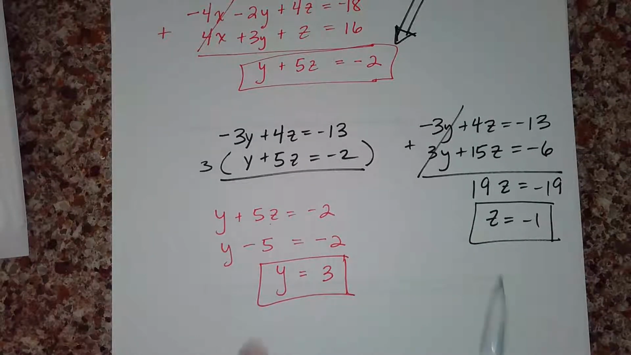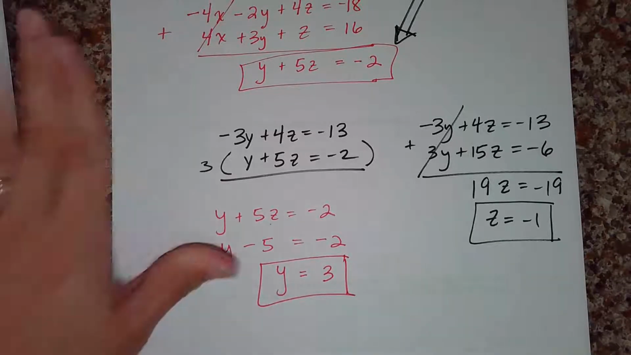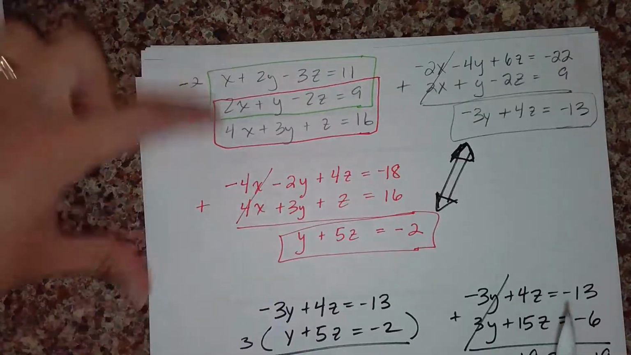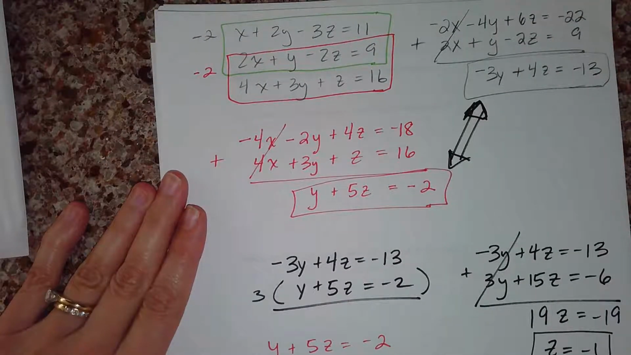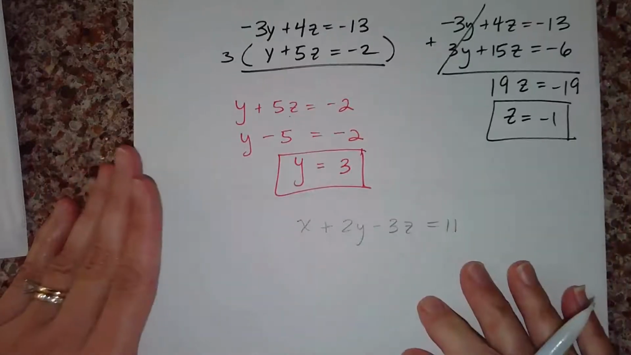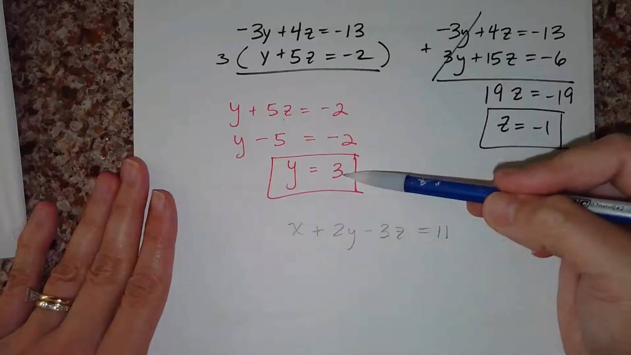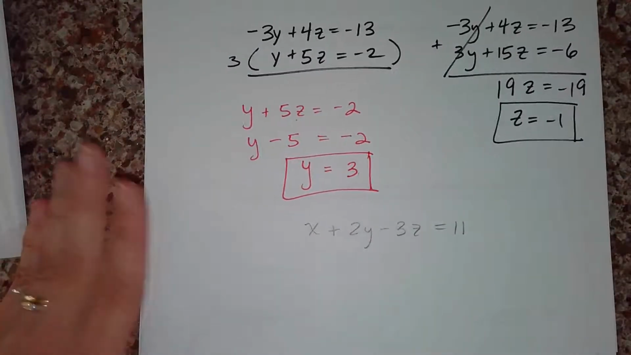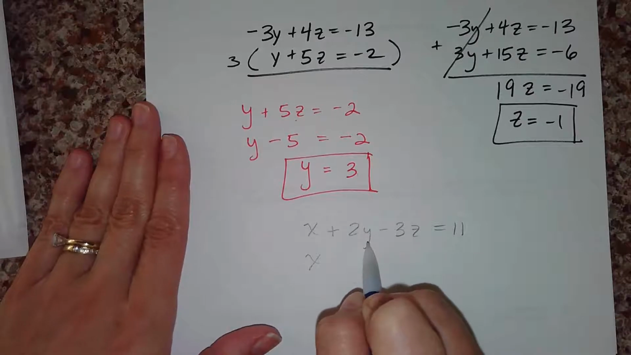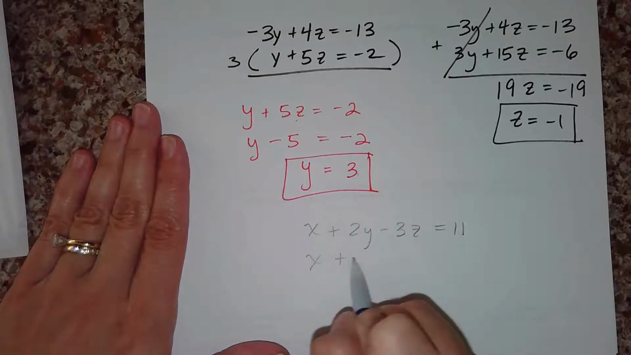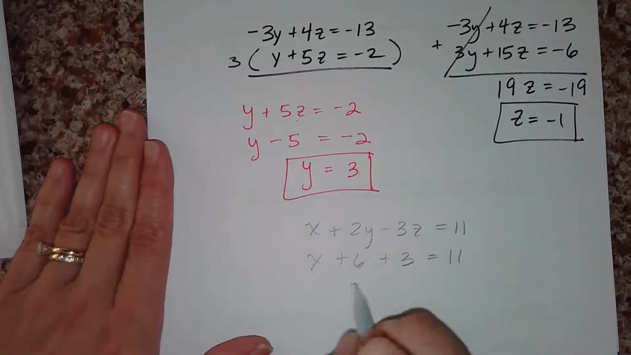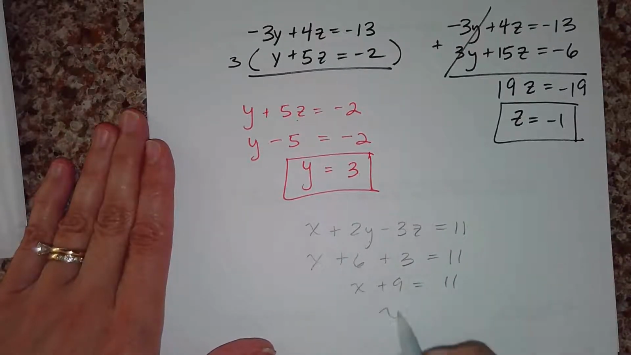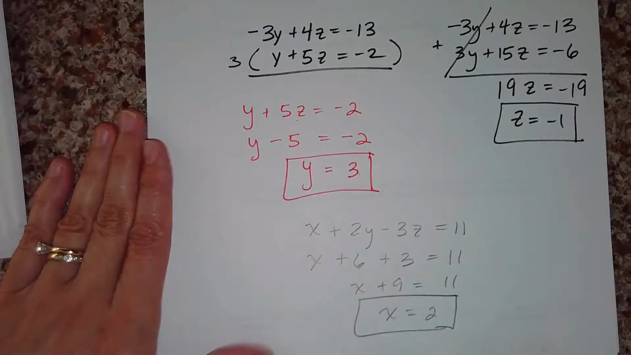And then last but not least, now that I know z and I know y, I can go all the way back up to one of my original equations. I'll just take the first one. So it's x plus 2y minus 3z equals 11. I'm just going to rewrite it down here. Now I'm going to plug in 3 for y and -1 for z, and I'm going to solve for x. If I plug in 3 for y, this is +6. If I plug in -1 here, I get +3. So x plus 9 equals 11, x equals 2.